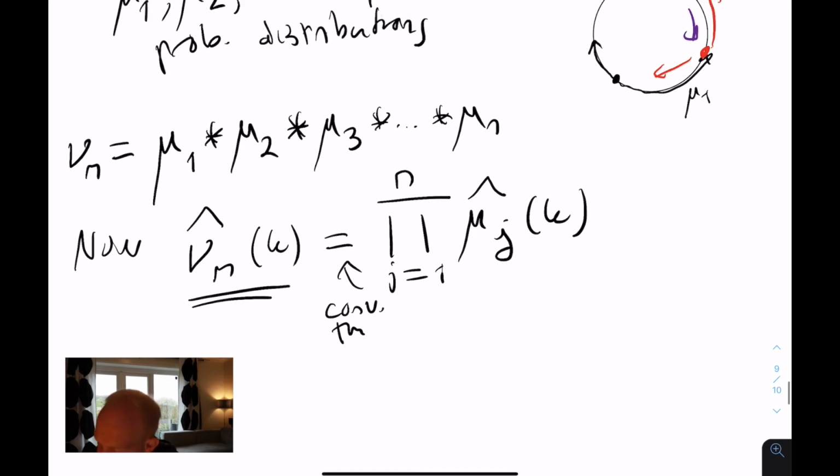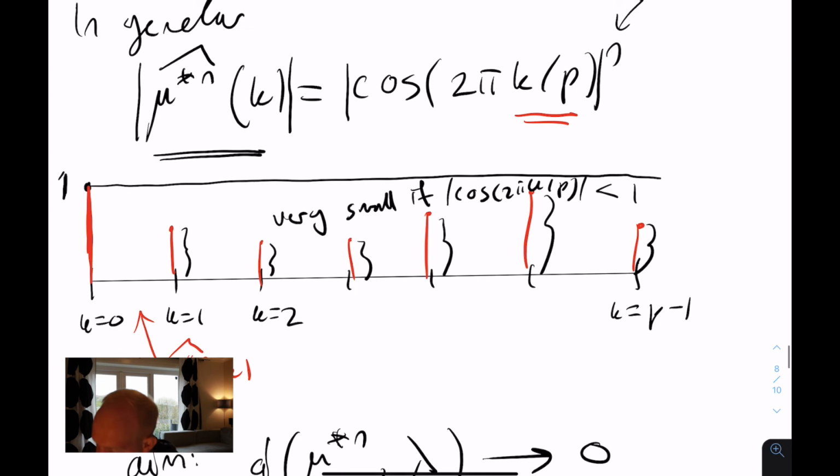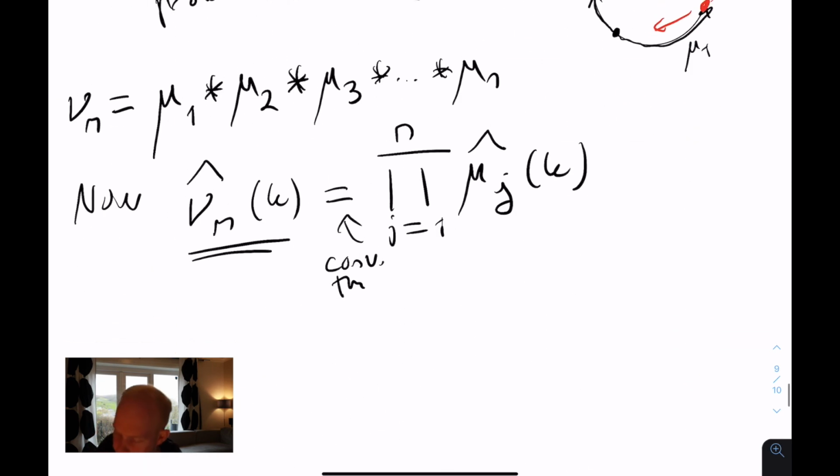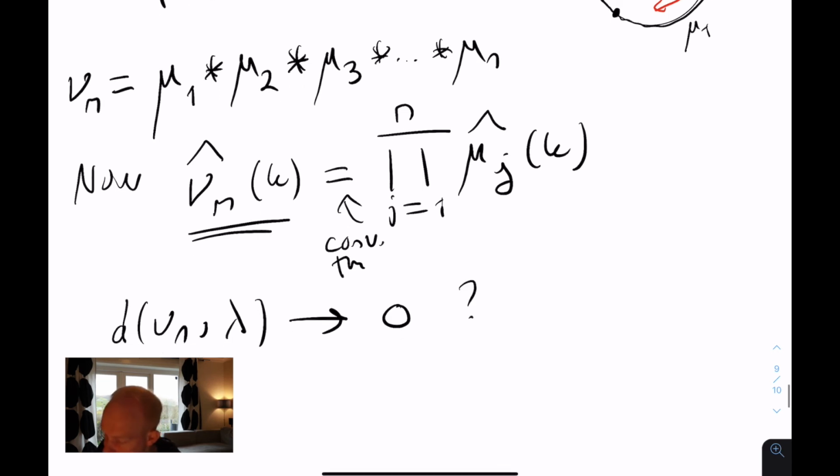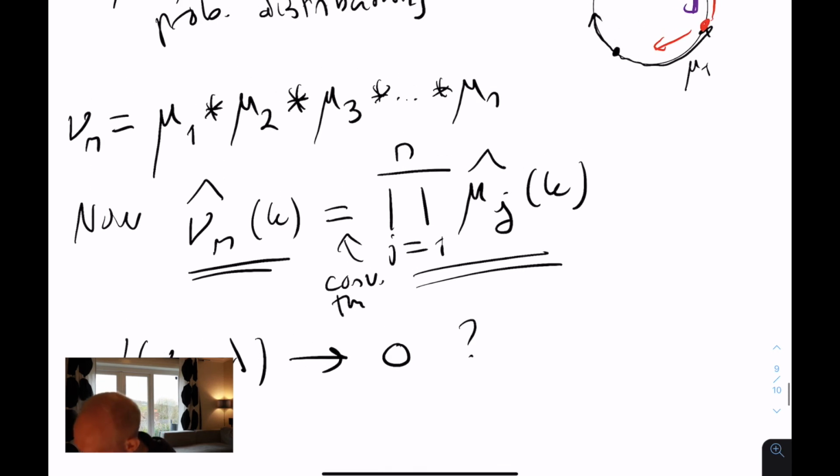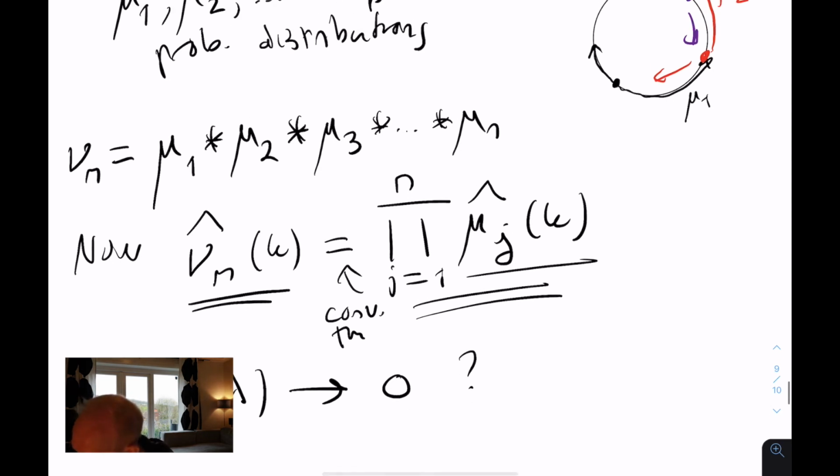We can get the same kind of picture as we had here with these bars. We can think about whether nu n would converge to the uniform distribution, and this is again connected to this product. So this becomes a bit more complicated question. You need to compute the Fourier transform of each of these probability distributions simultaneously. But as long as you can control their common product, then you can get information about the limit distribution.